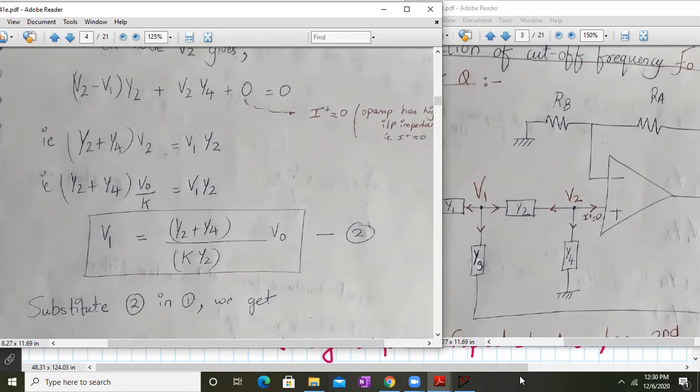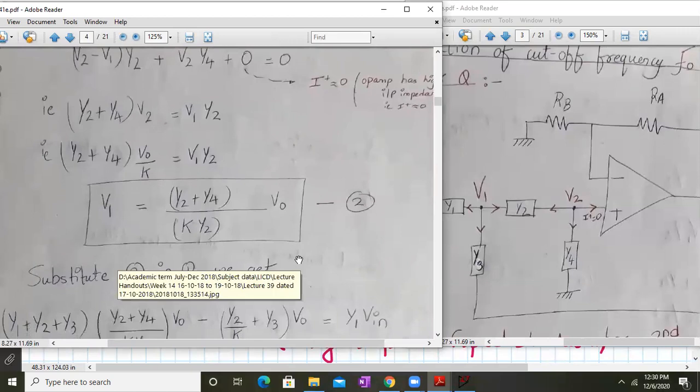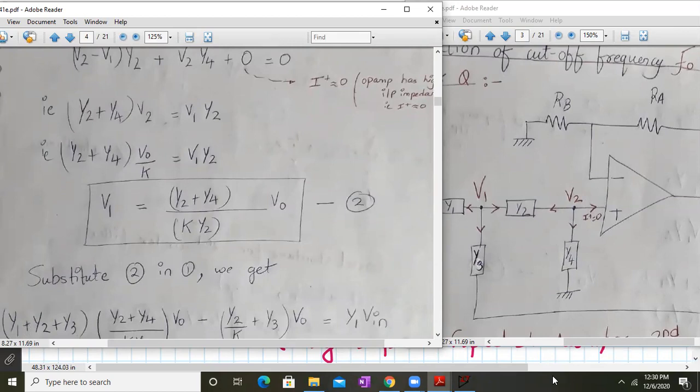We substitute V2 as V0 upon K, and hence we can rewrite the expression of V1 in terms of Vout. So V1 will be equal to (Y2 plus Y4) upon (K times Y2), multiplied by V0. Okay, so these are the values.